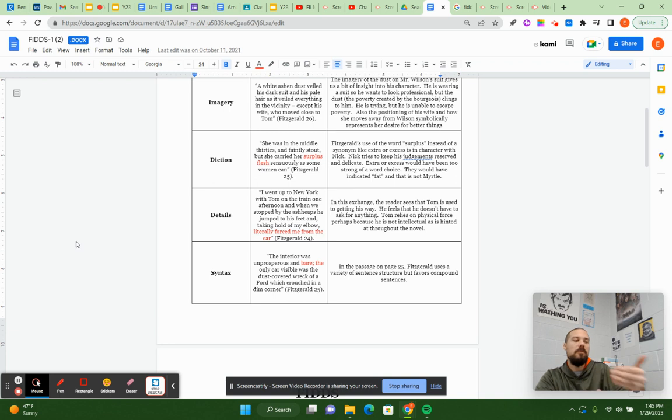The way that you construct a sentence can be very effective, whether that's by using a semicolon, or a comma and a conjunction, or even a colon, which is my personal favorite punctuation mark. There's a lot of different things you can do with this. So syntax, the way that you build a sentence, matters. And so figurative language, imagery, diction, details, syntax. That's what FIDDS is. That's how to use it.